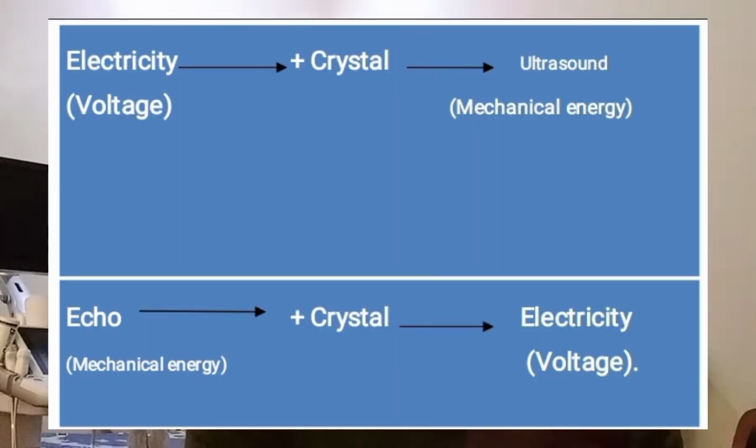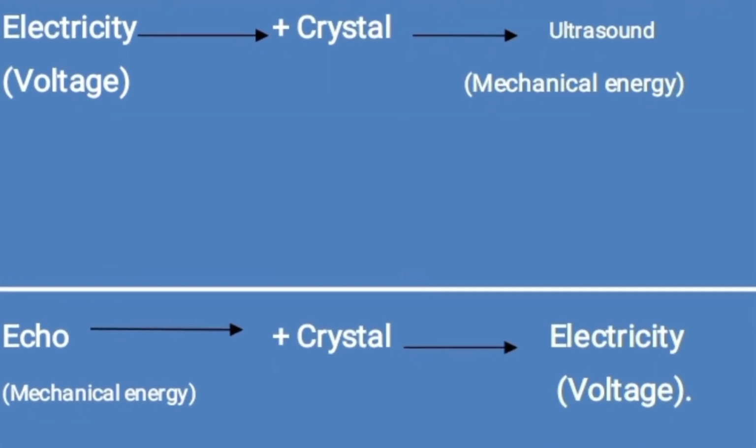So this image is to show you the back and front that goes with these crystals. From electrical energy, there's a deformation that goes on in the crystal, then it produces pulse waves, mechanical energy. Then from the mechanical energy, on receiving the echo, it goes through the crystal, which changes its form or configuration to produce voltage, electrical energy.